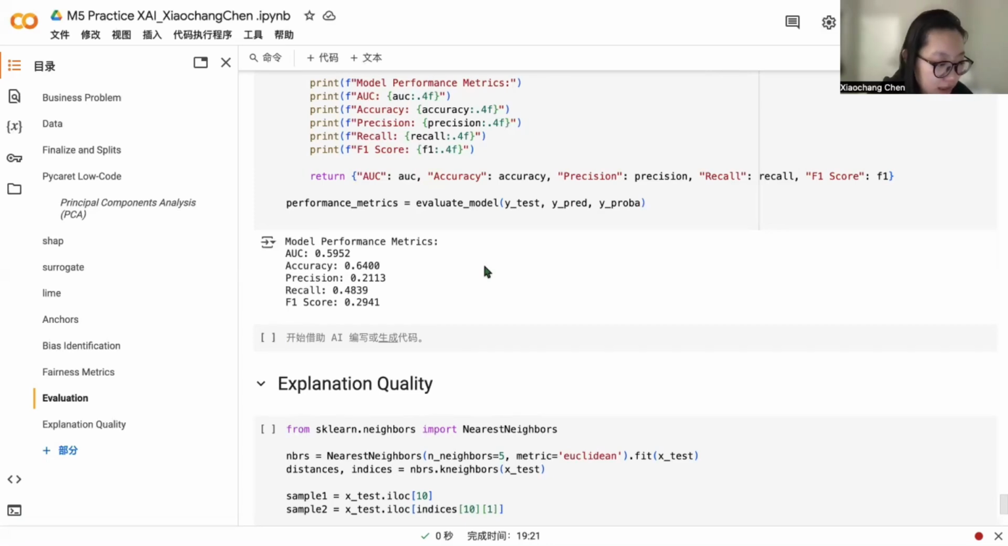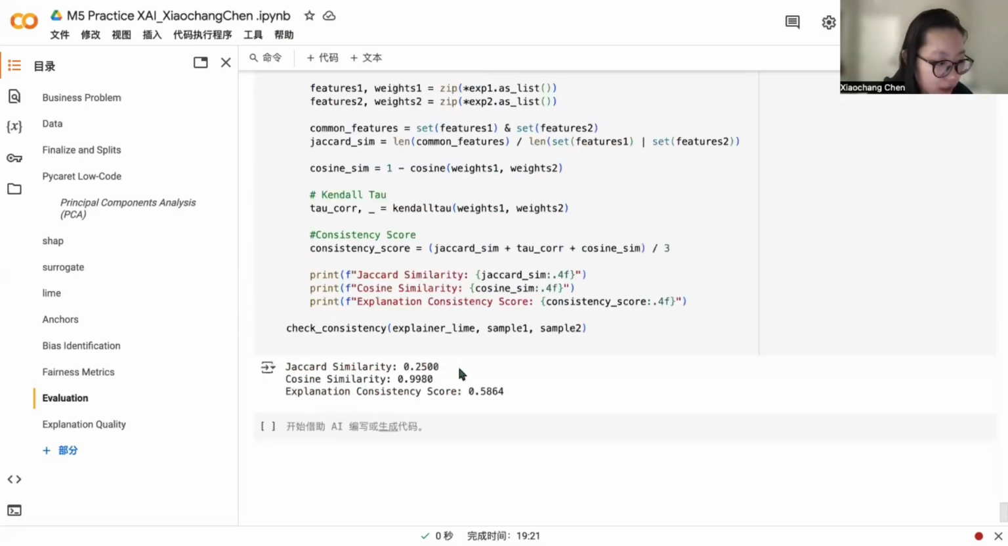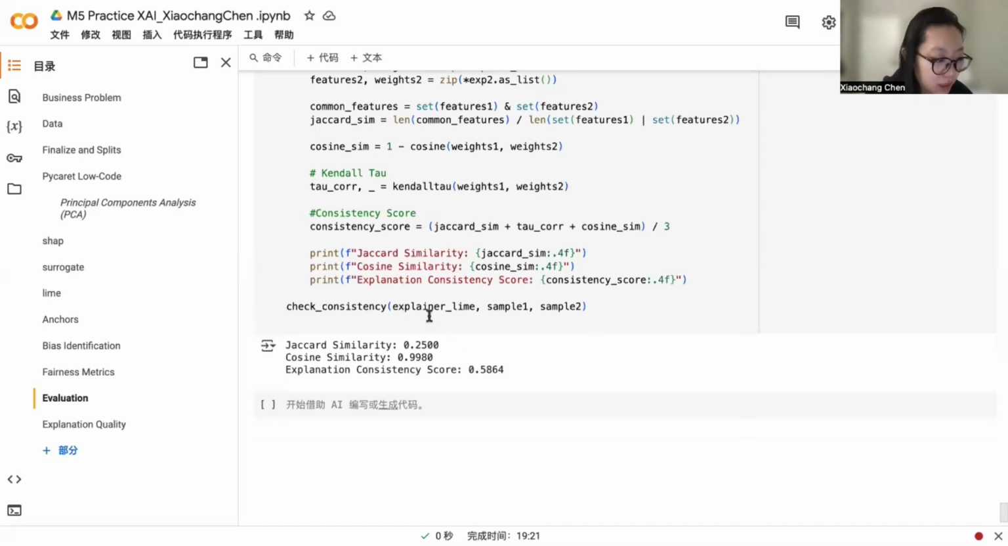And to assess the stability of explanations, we compared explanation consistency scores. The Jaccard similarity is 0.25 and cosine similarity is 0.9, nearly 1, indicating that explanations vary across similar samples. The overall consistency score is 0.58, suggesting that explanations are somewhat reliable. Further refinement is necessary.